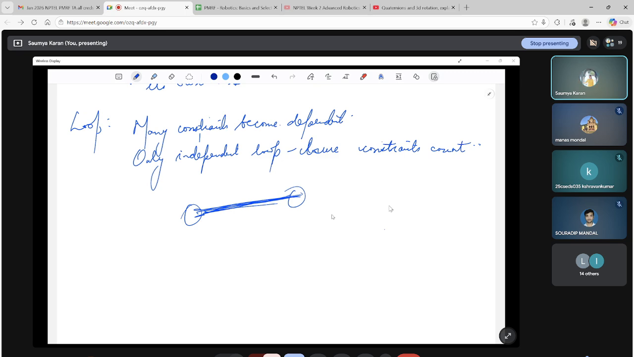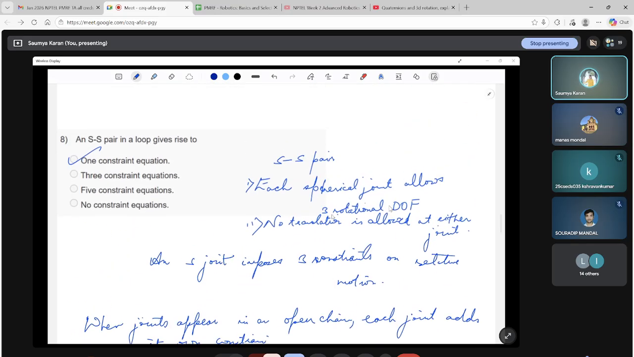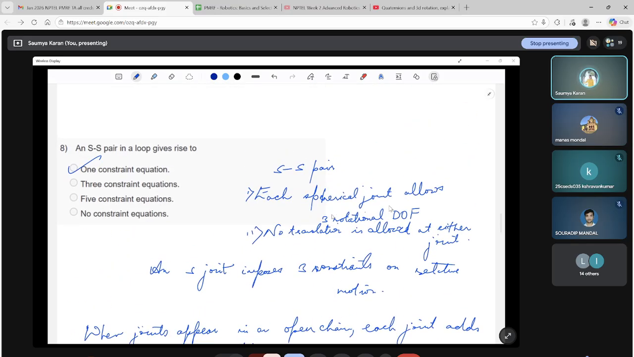And if in one of the options they are saying three constraint equations, that would imply fixing the relative position vector, which an SS pair does not do. And five is also wrong, because that would correspond to something like a revolute joint. And the no constraint option is also wrong, because the distance must remain constant between the spherical joints. So that is all we have.